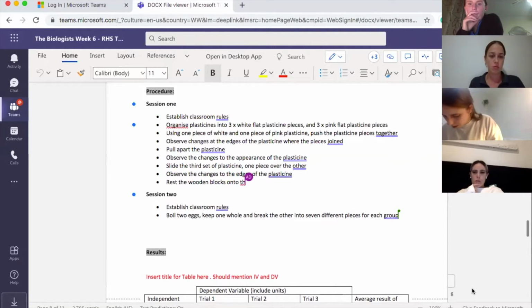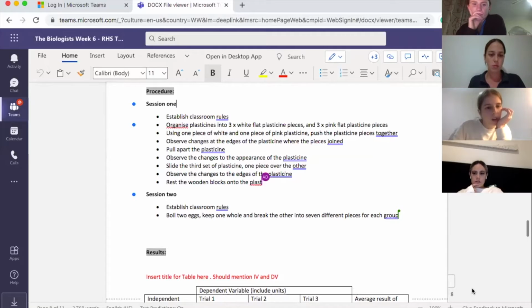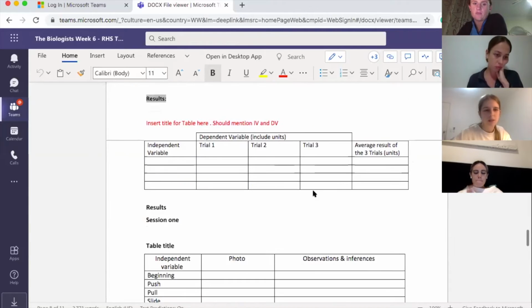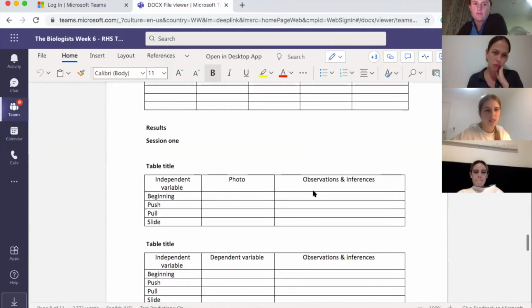Okay, I took all my photos. So if we want to do the table and the procedure for that one, and then I can start the egg one. I put a table in the results bit. Yeah, that looks good. The other one didn't make sense to me.